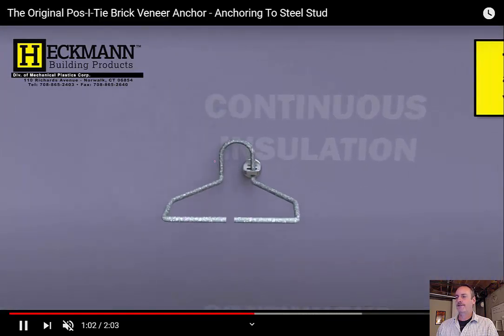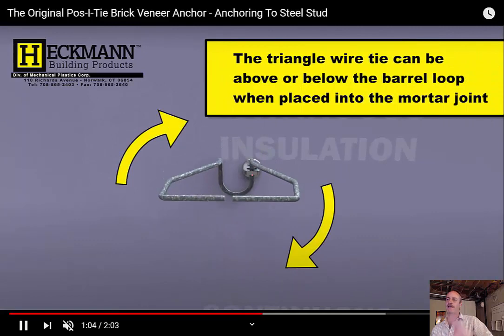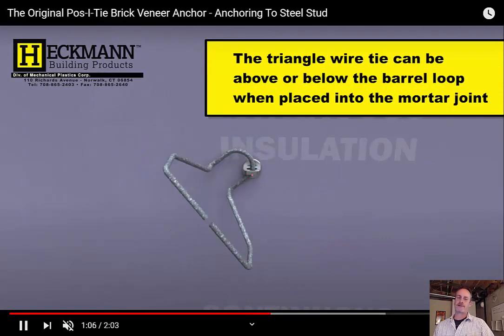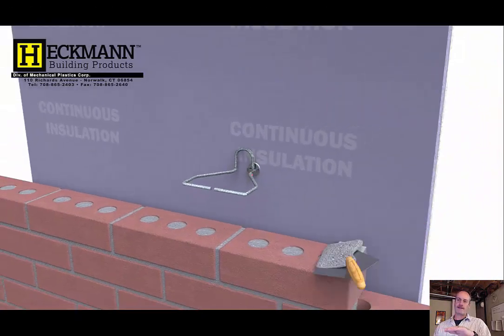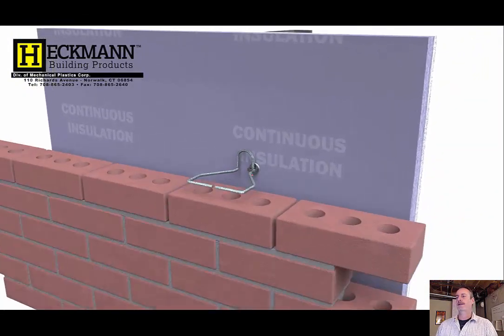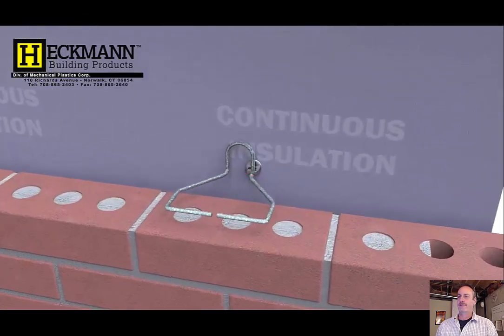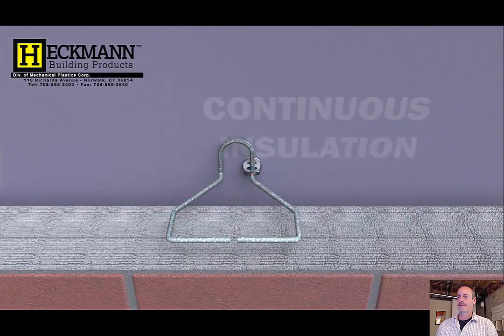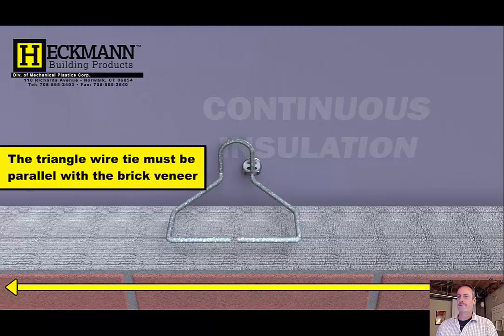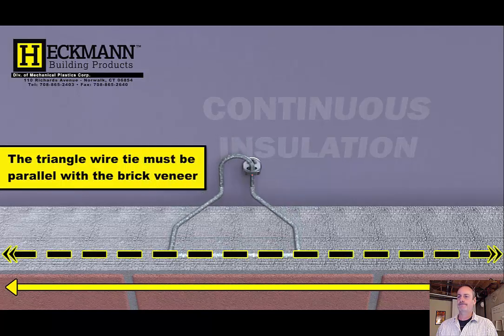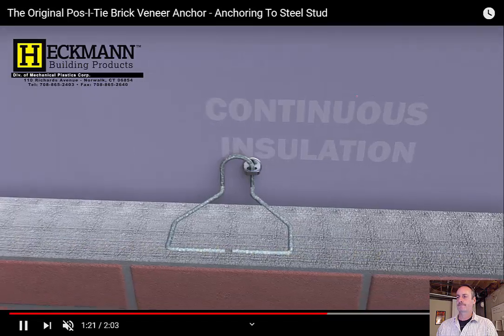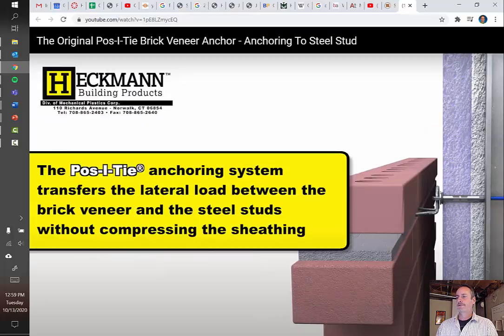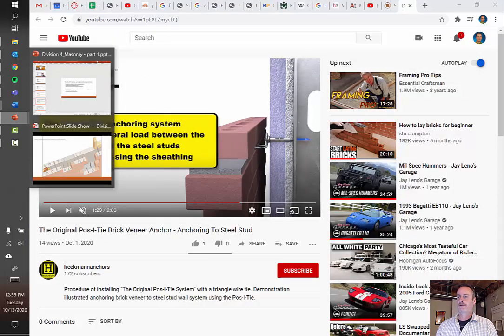triangle wire loop to, and I can see that it can move up and down. The reason I want it to be able to move up and down is because I don't know where the course of brick's going to exactly be. So once we get up to that layer, we can see it sets right in between that course or those 2 courses, holding everything in place. All right, let's head back to this PowerPoint.